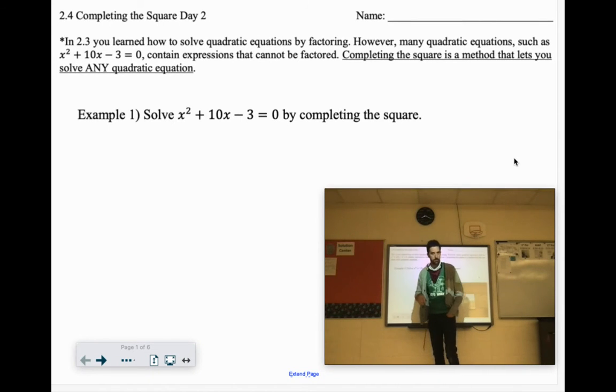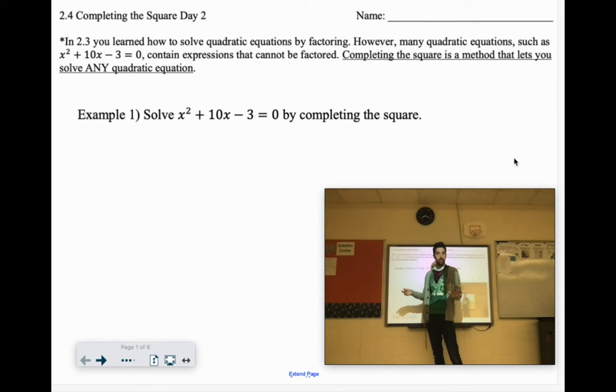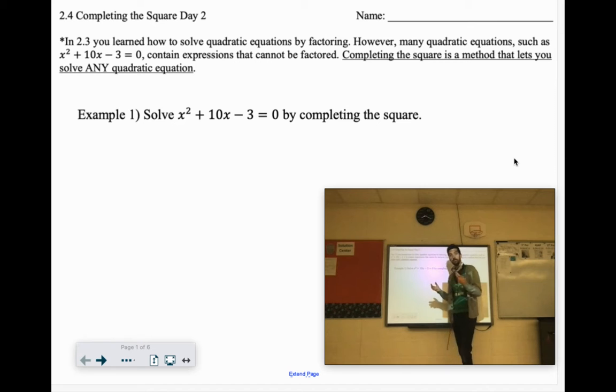Today we're going to complete the square. We're going to solve these equations by completing the square because sometimes you can't always factor things, right? Solving by factoring or solving by square roots is great, but you can't always do them. So completing the square is something you can always do, and so is the quadratic formula, which we'll learn eventually as well.